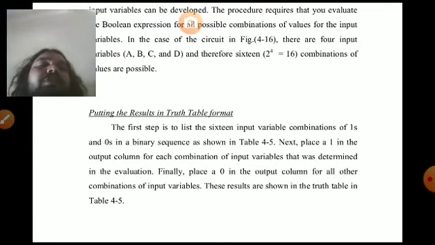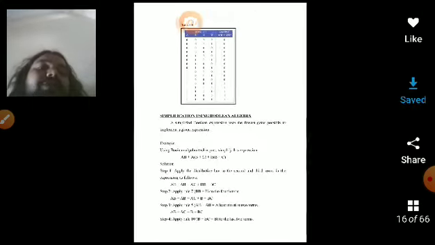Putting the result in truth table format. The first step is to list the 16 input variable combinations of 0s and 1s in binary sequence as shown in the table. Next, place a 1 in the output column for each combination of input variables that is determined in the evaluation. Finally, place a 0 in the output column for the other combinations of the variables. The result is shown in the table.